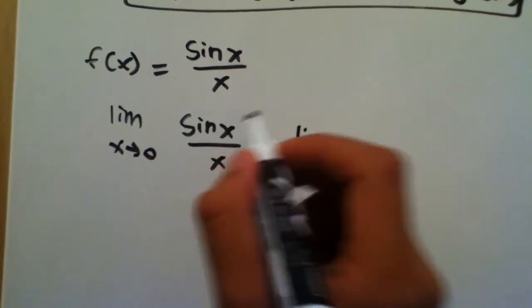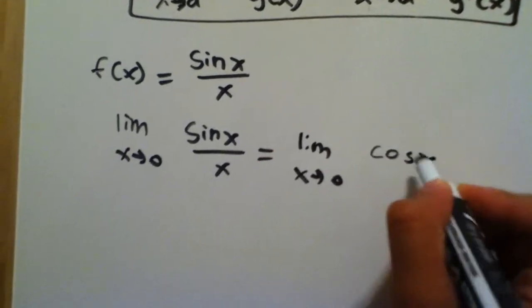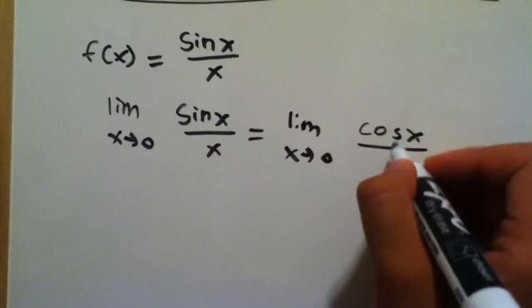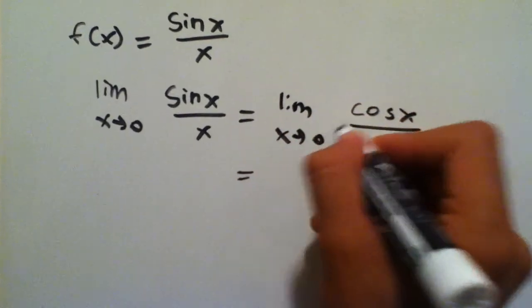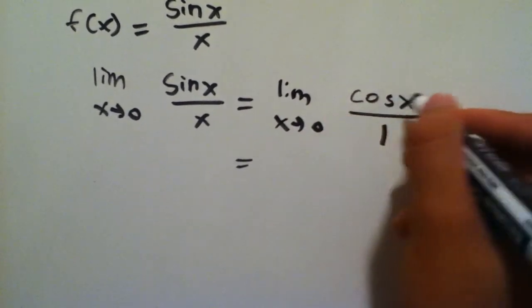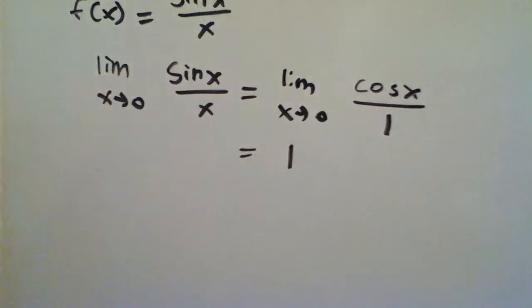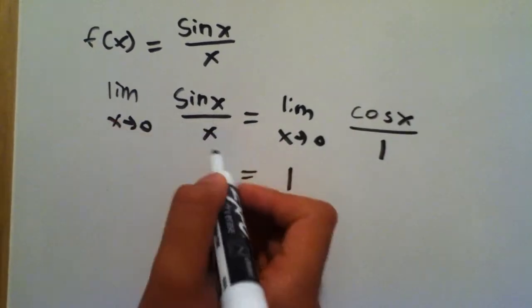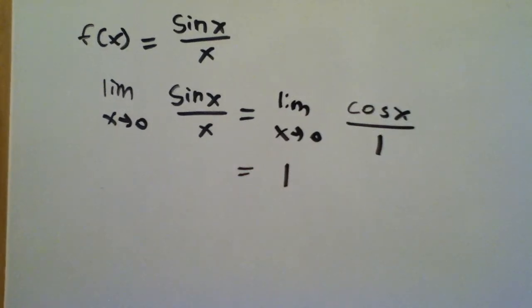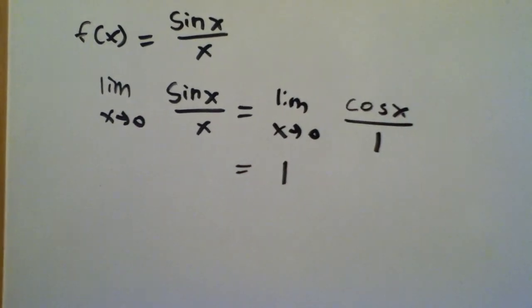So the derivative of sine x we know is cosine x, and the derivative of x is 1. Now we can substitute this a value, this 0, into here, and you get 1. So the limit of sine x over x as x approaches 0 is 1.